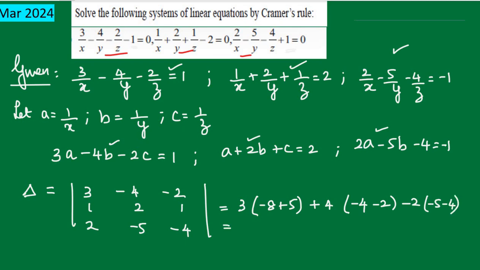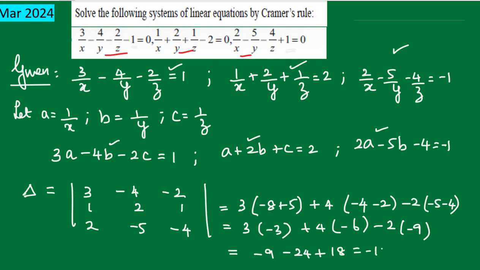Now this is equal to 3 into minus 3 plus 4 into minus 6 minus 2 into minus 9, which is equal to minus 9 minus 24 plus 18, which is equal to minus 15. We have found delta. Next we are going to find what is delta 1.